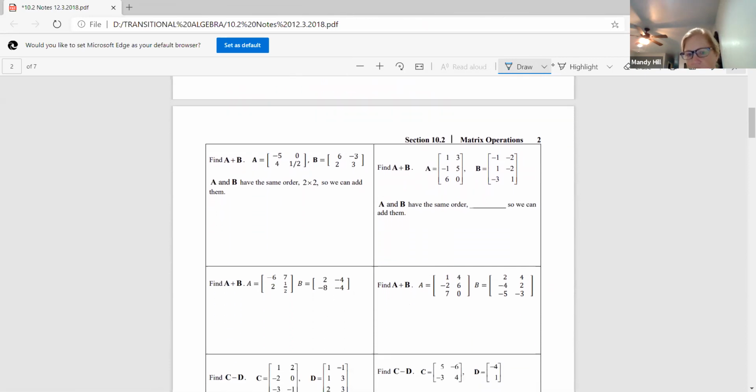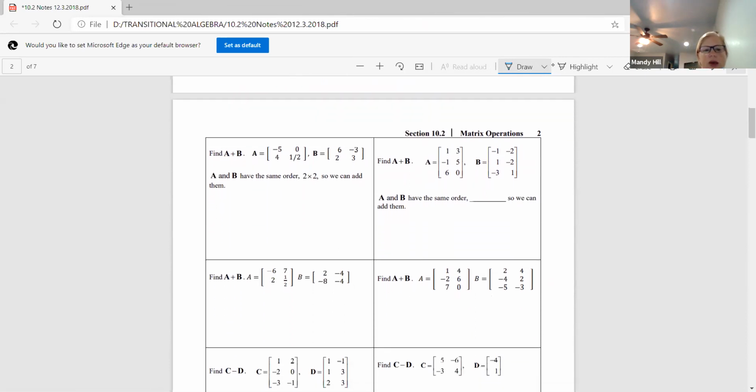Adding matrices is very similar. You're going to add the number that is in the same place on both matrices. So I'm going to write this out. I'm also going to show you how to do this on the graphing calculator. I'm not going to go back and forth for all of them because it would take forever, but I am going to show you how to do this on the graphing calculator.